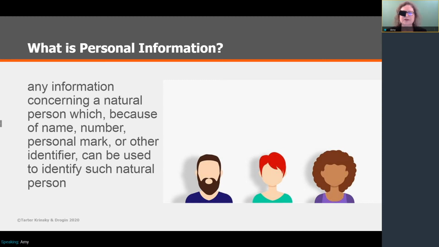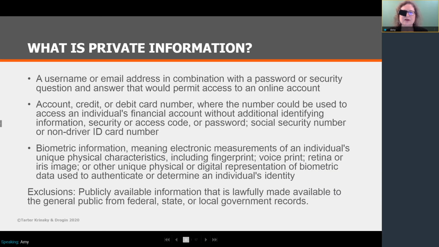Now, New York staged their definitions. They first started with a definition of personal information, which is any information concerning a natural person which, because of name, number, personal mark, or other identifier, can be used to identify that natural person. And then they combined this personal information with another data element to create private information. And that includes the data elements of a username or email address in combination with a password or security question and an answer that would permit access to an online account.